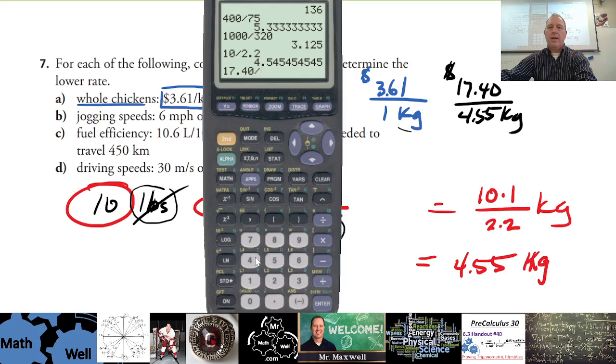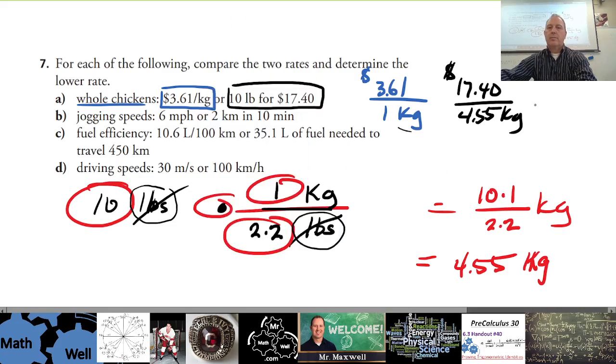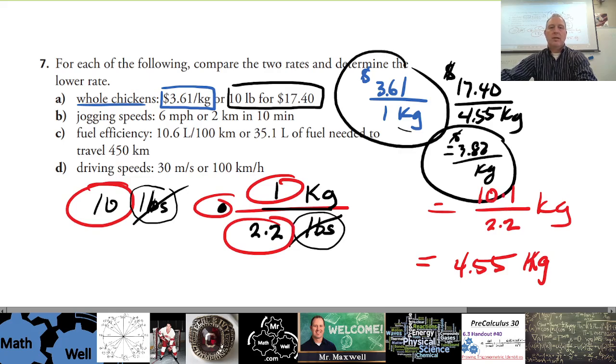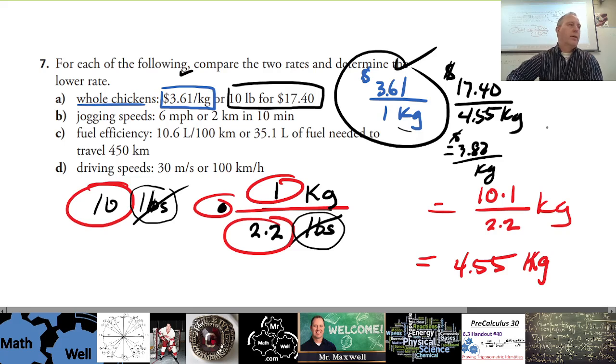17.40 divided by 4.55 is 3.82. So this is $3.82 per 1 kilogram. So which one is the lower rate if you buy the price per kilogram? So this first one, right? This one. Okay. Everybody got that?